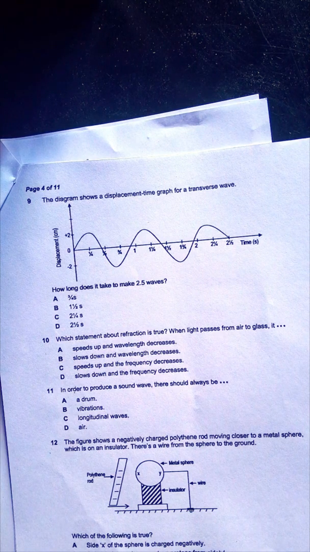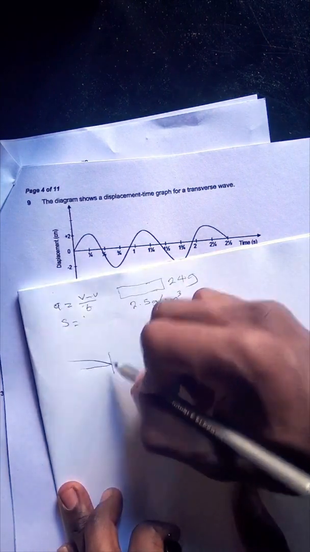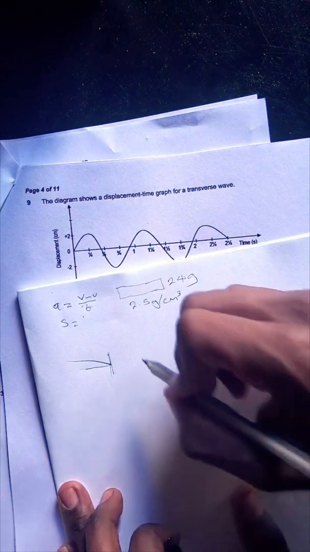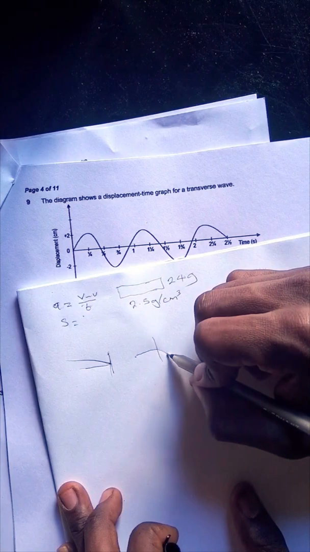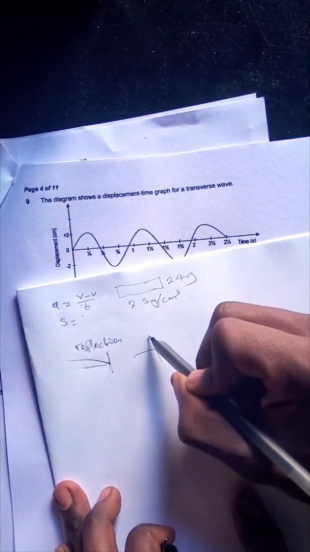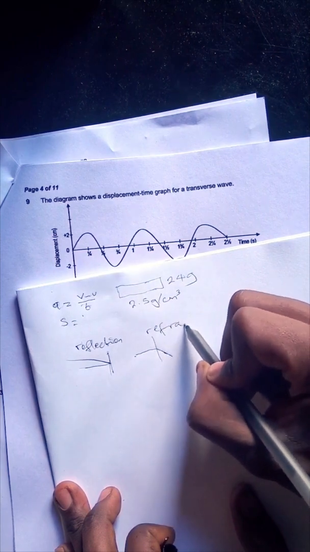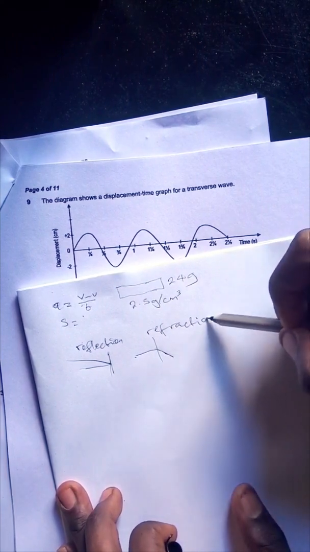Okay, so what happens when refraction occurs? So what is refraction? There is reflection, and there is refraction. Reflection is simply the bouncing back of light. We've got a medium there. That is reflection. But when we talk of refraction, with the medium there, light is coming. Refraction is simply the bending of light. Reflection is the bouncing back, refraction is the bending.